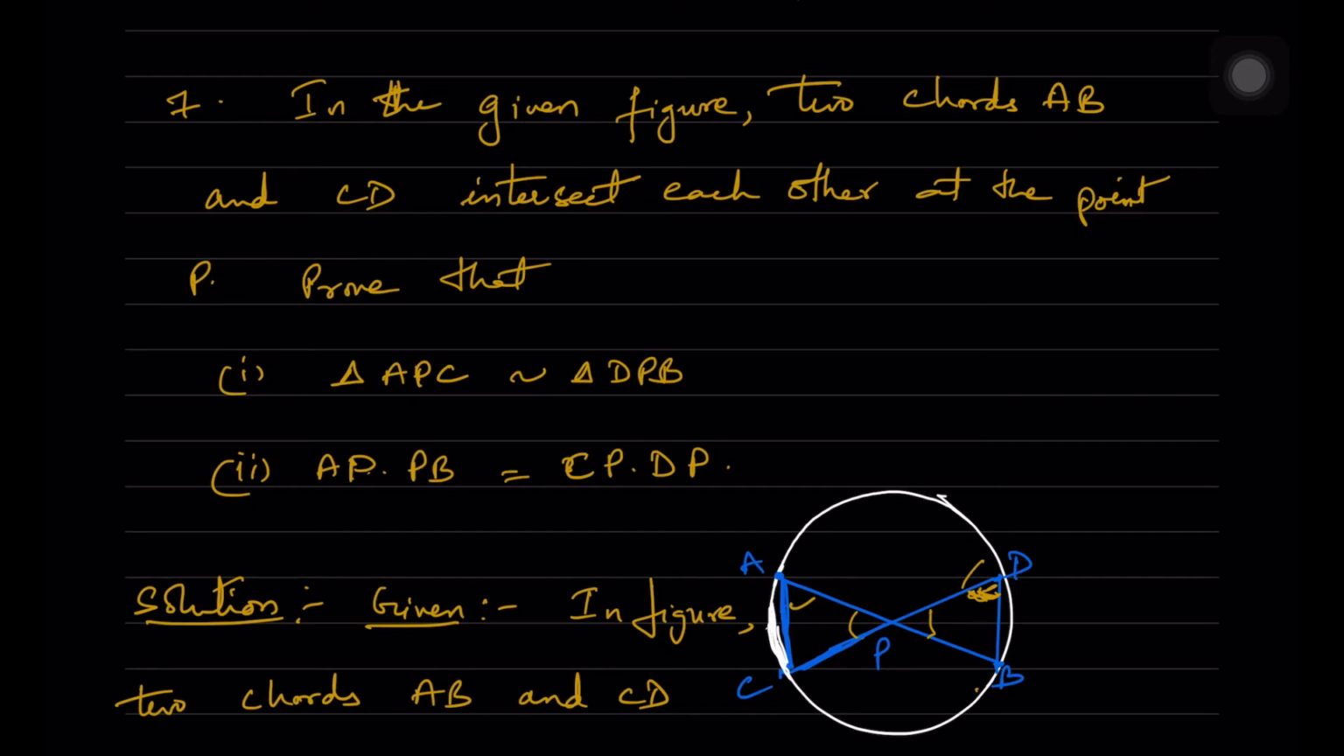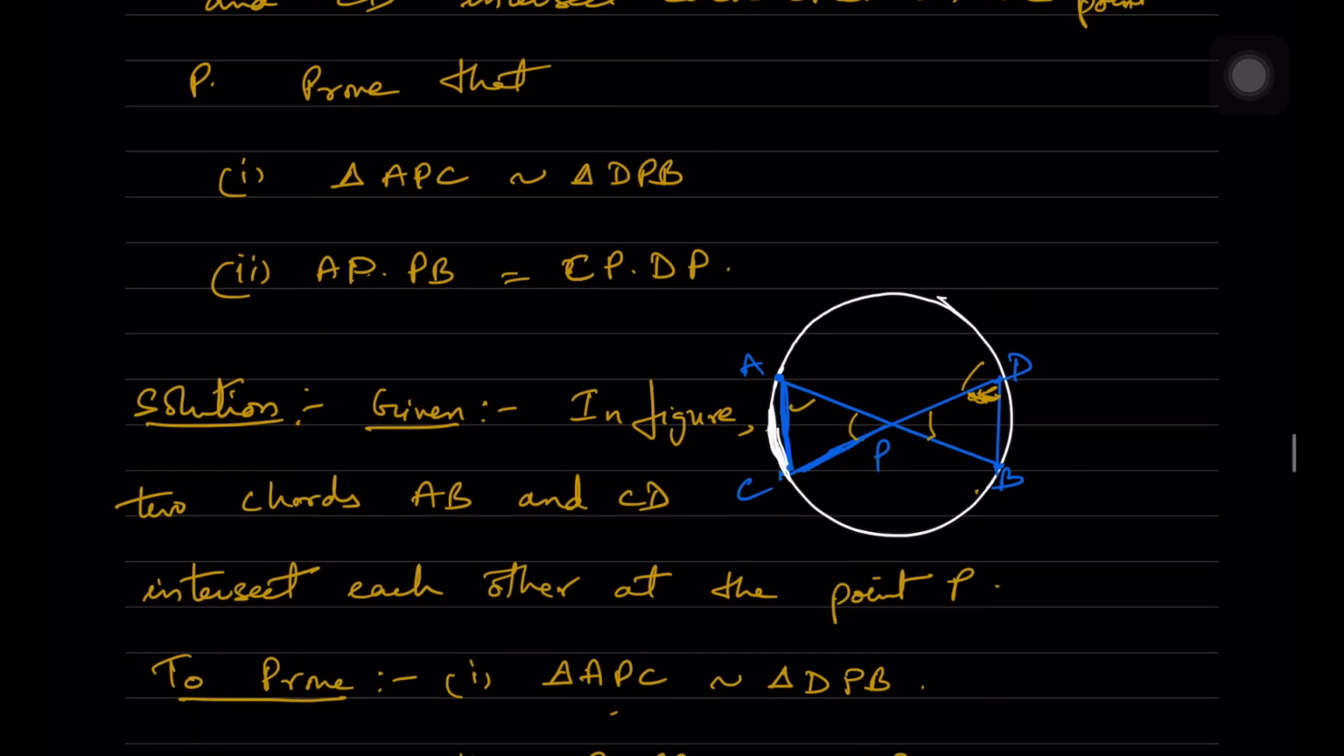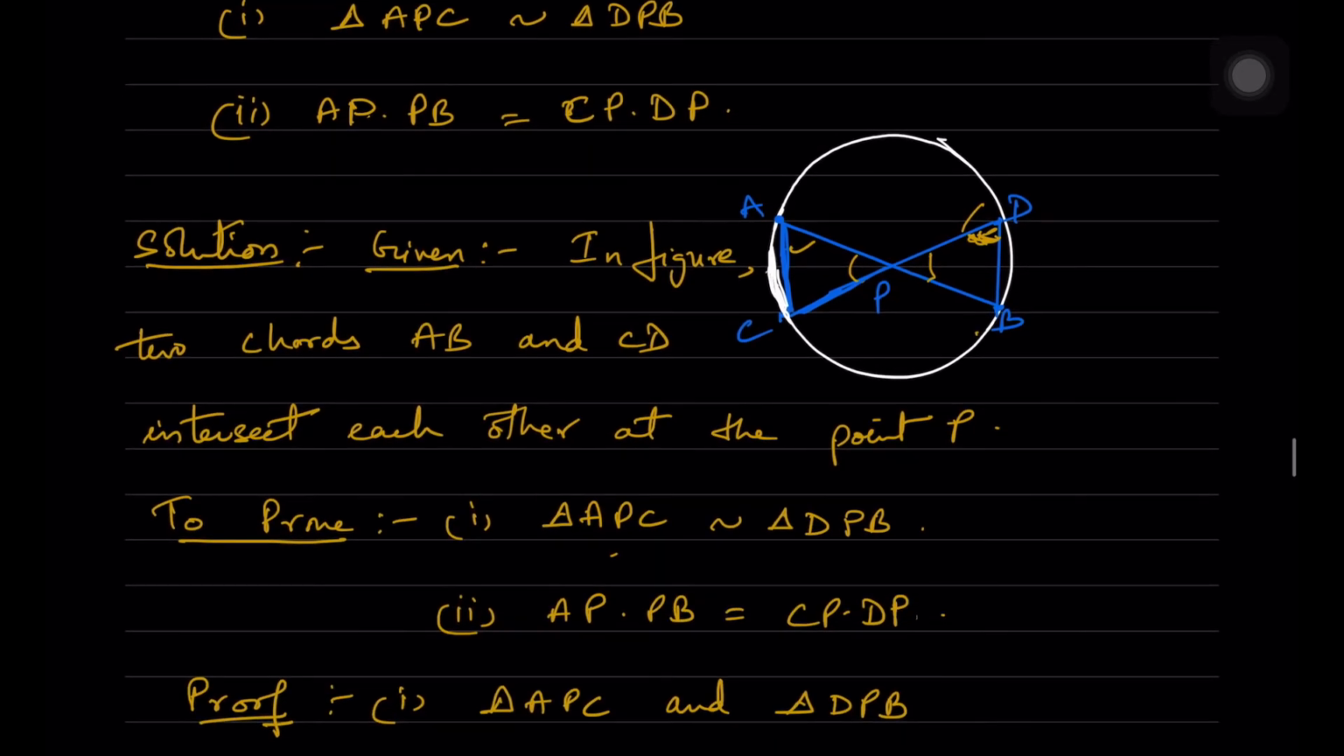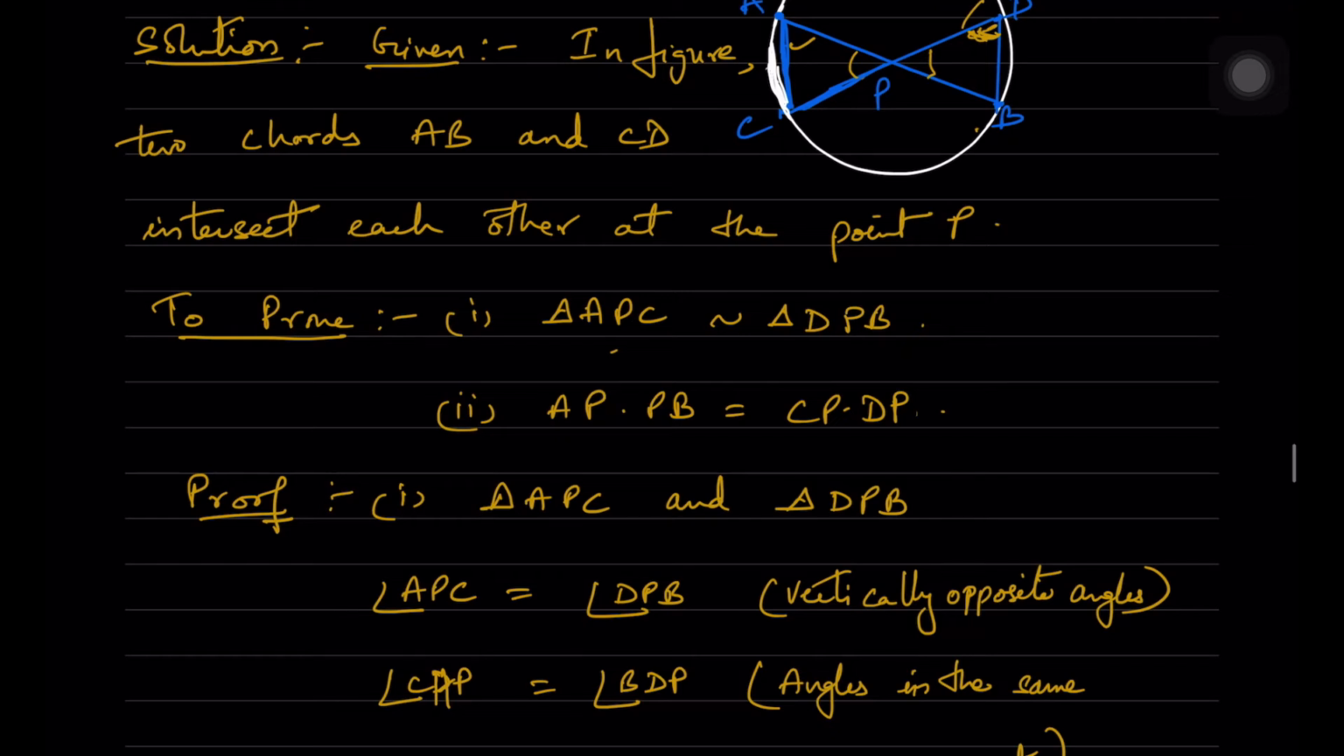So now going into the seventh one, in the given figure, two chords AB and CD intersect each other at the point P. Prove that triangle APC is similar to triangle DPB, and we have to also prove that AP into PB is equal to CP into DP. So now in figure, two chords AB and CD intersect each other at the point P. So to prove that triangle APC is similar to triangle DPB, so what we have, second, AP into PB is equal to CP into DP.